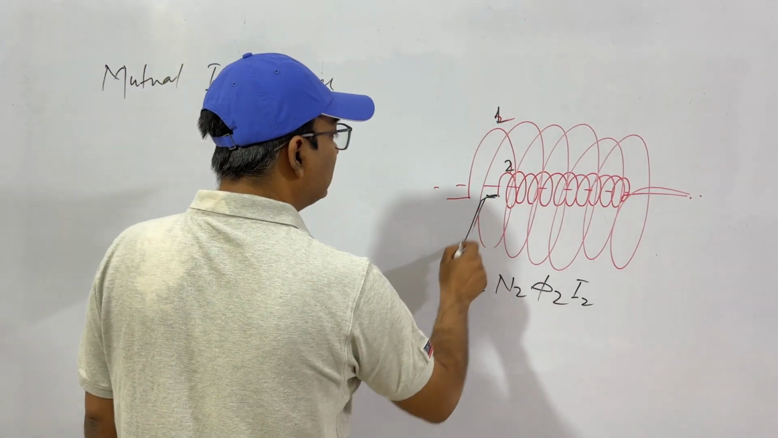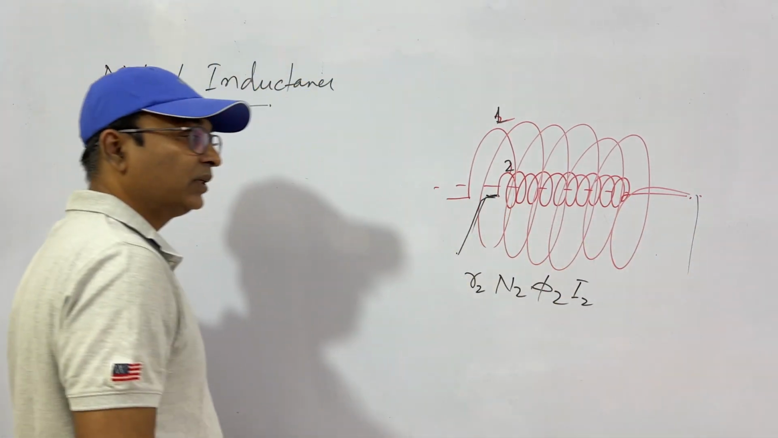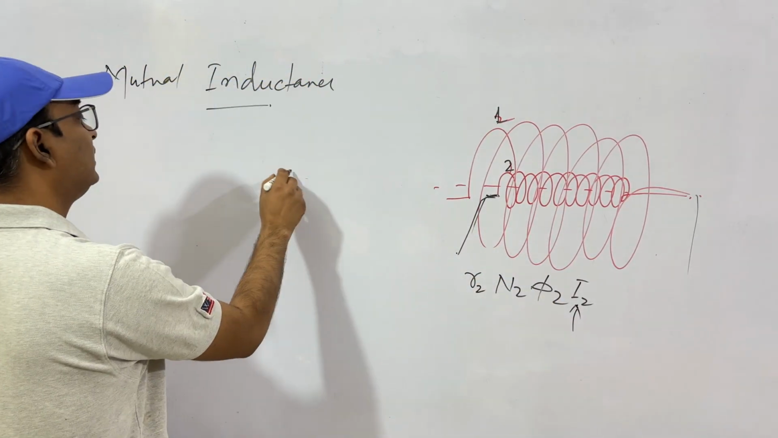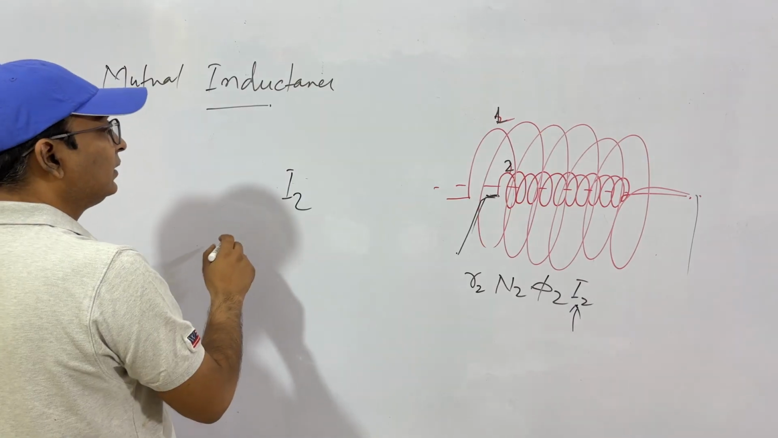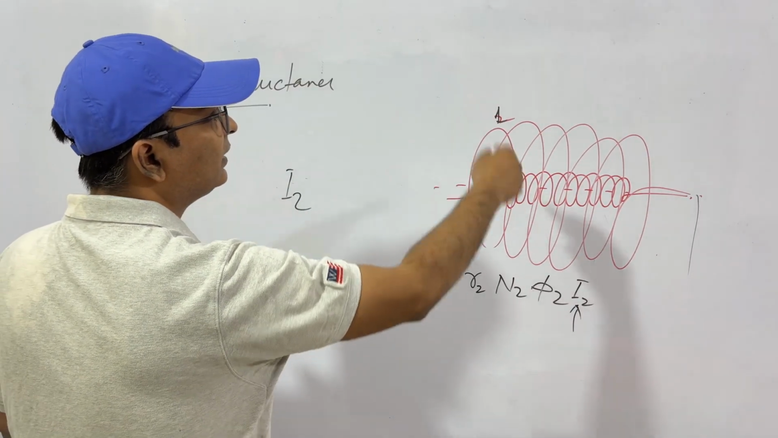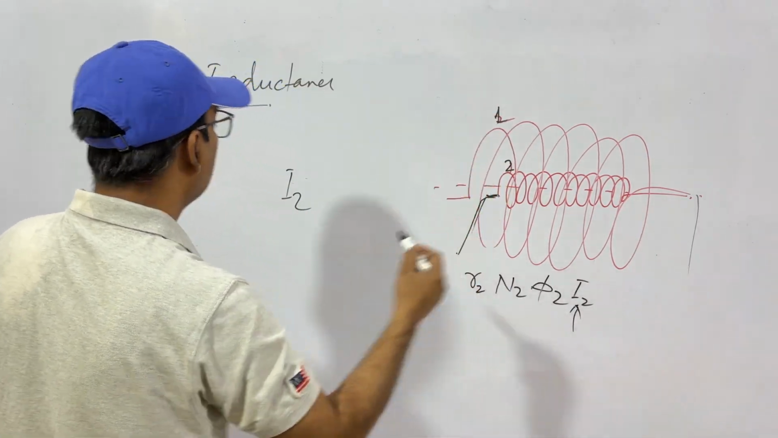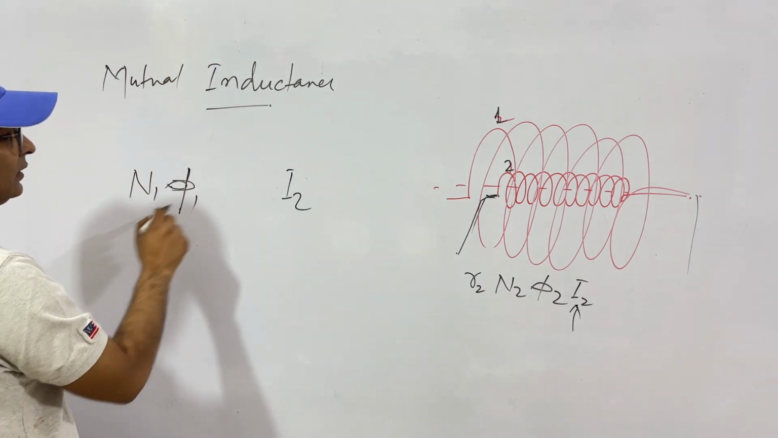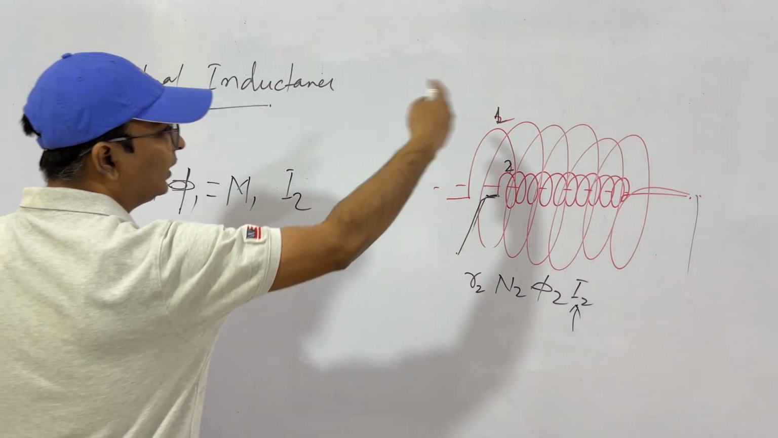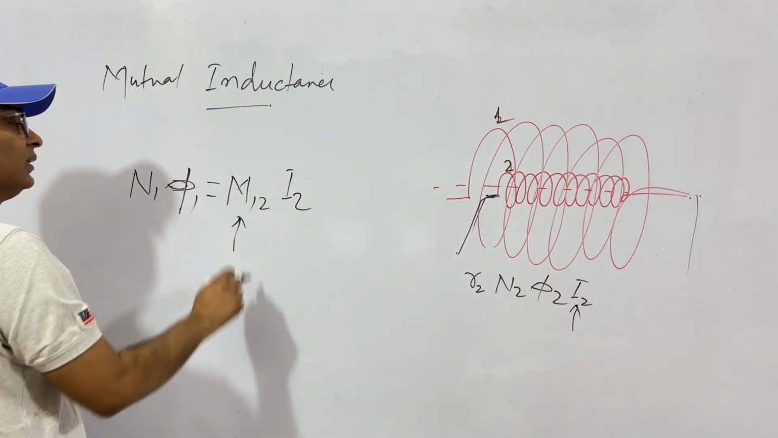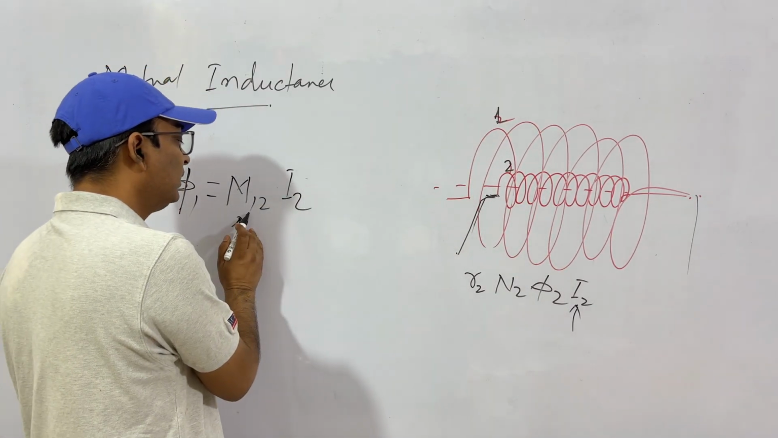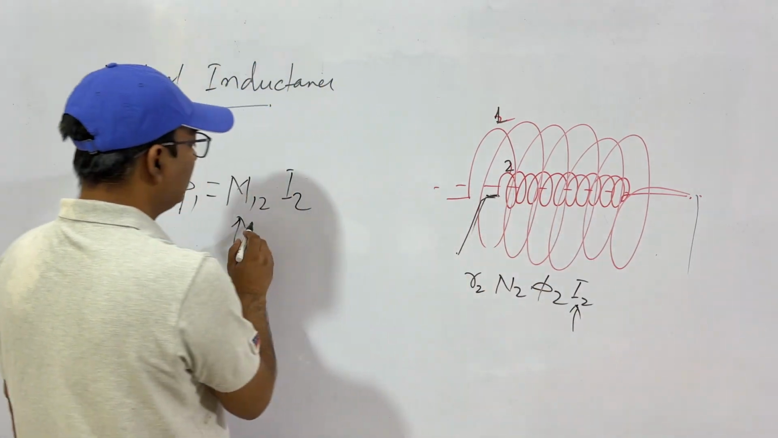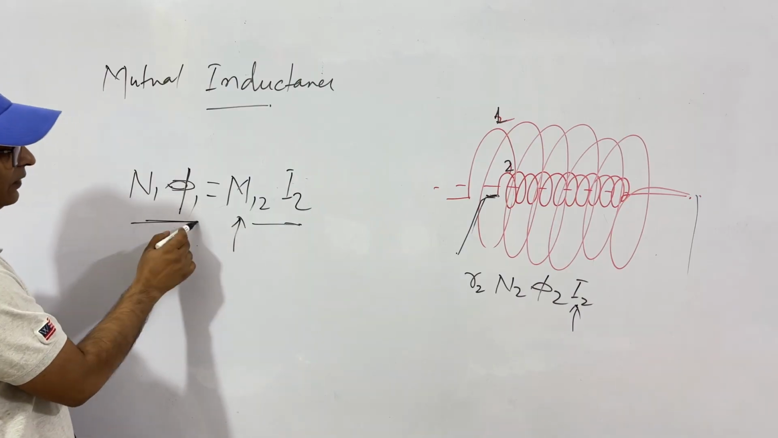Now if we connect this coil to a voltage source, a current will be set up, this current I2. Because of this you will have a flux linkage in coil number 1, the outer coil, which will be given as N1 into phi 1. This is flux linkage. This will be equal to M, in 1 due to 2. We write mutual inductance like this, M12, that is mutual inductance in coil 1 due to coil 2. We have current in coil 2, which is I2, and this will create flux linkage in the first coil.